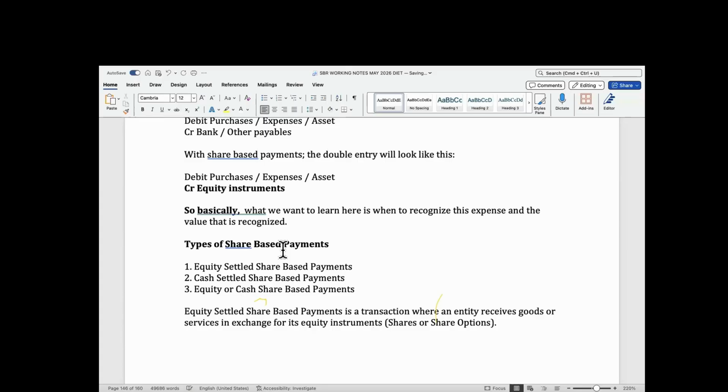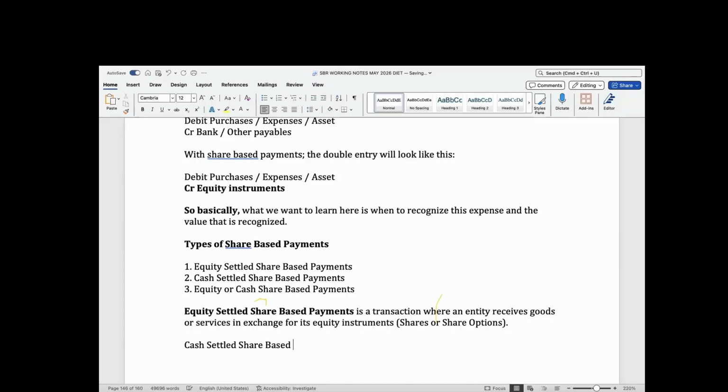So this is similar to what I've explained so far. An entity desires or has shown interest in paying for goods or services received with its equity instruments. That is what we call equity settled share-based payments. Okay, so we are going to learn how to account for that and everything. The next one is cash settled share-based payment.